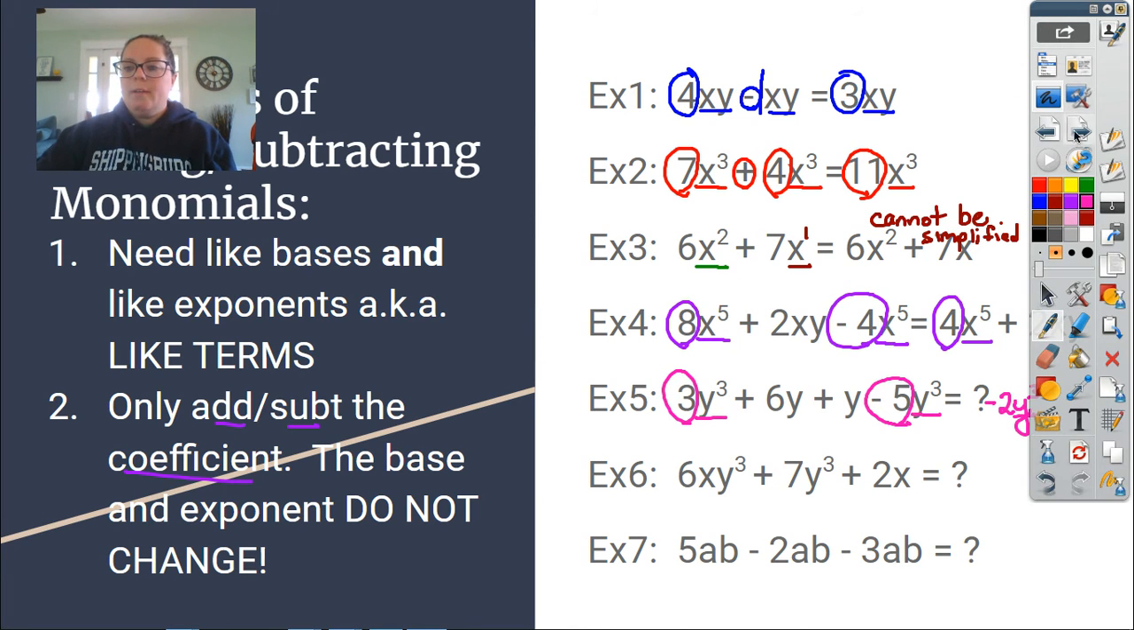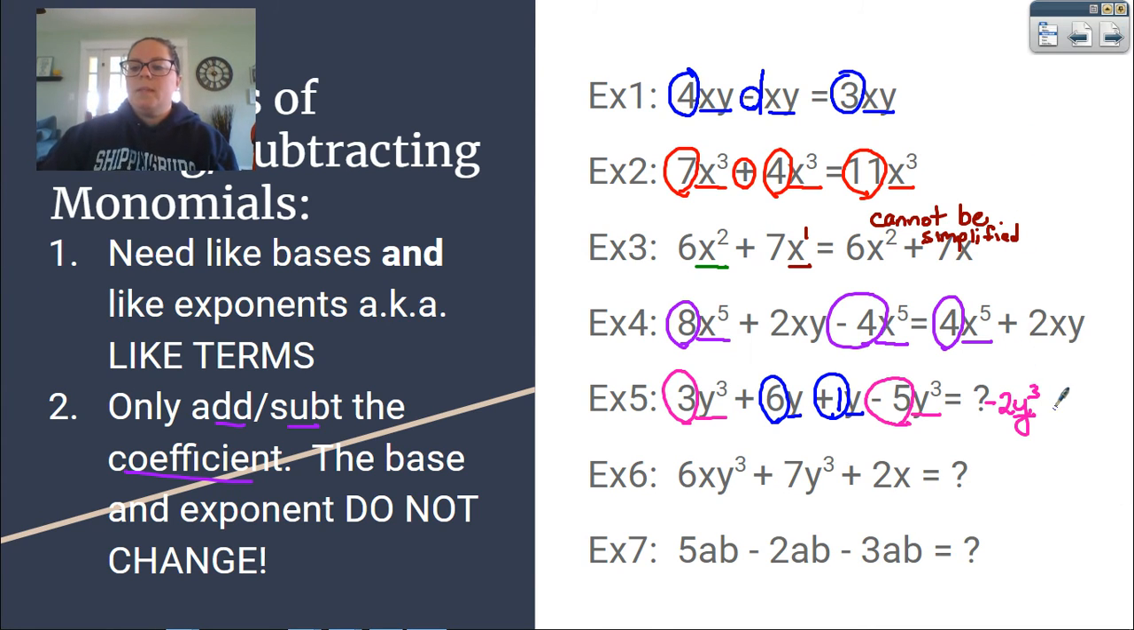I also have another term here. I have a y. And if I notice in the next monomial, I also have a y. So these can be combined as well. This 6 plus, and then we know there's a 1 there, will then give us these two combined. So a 6 plus the 1 will give me a 7, a positive 7. So I write the plus sign. And then my like term was the y.